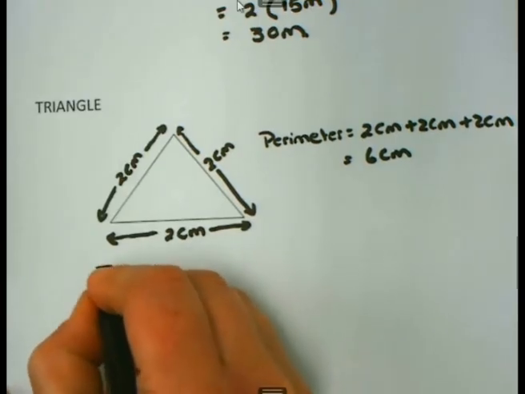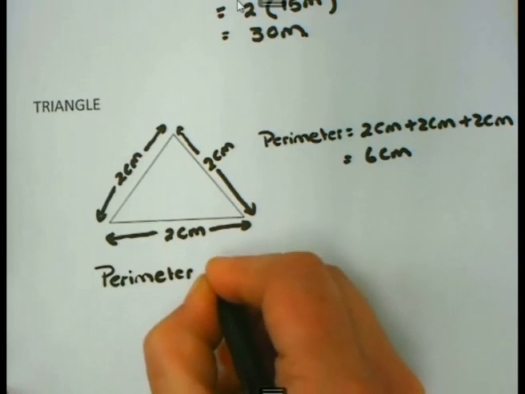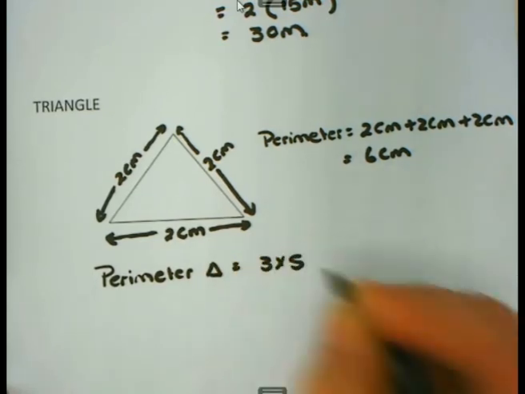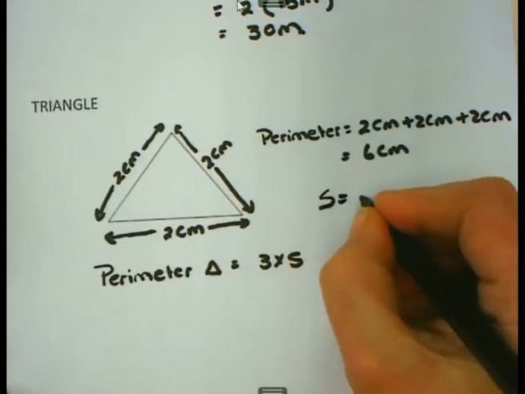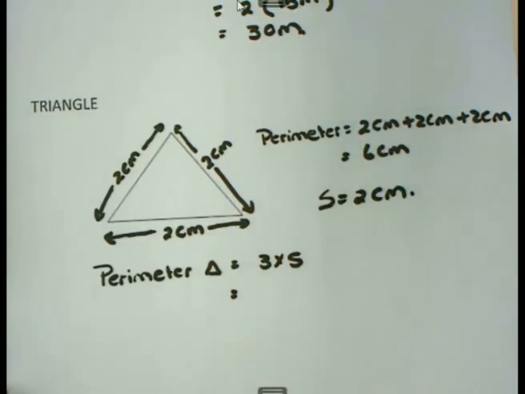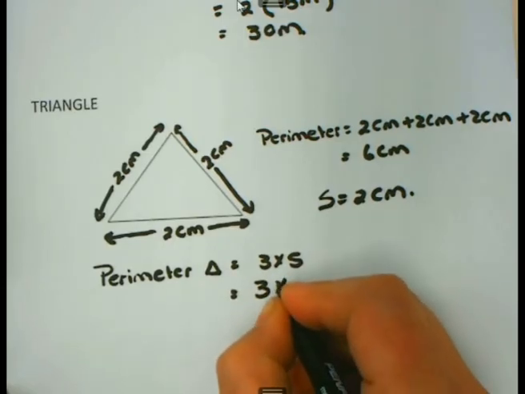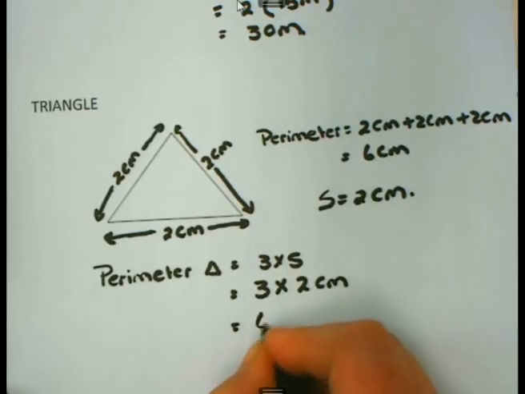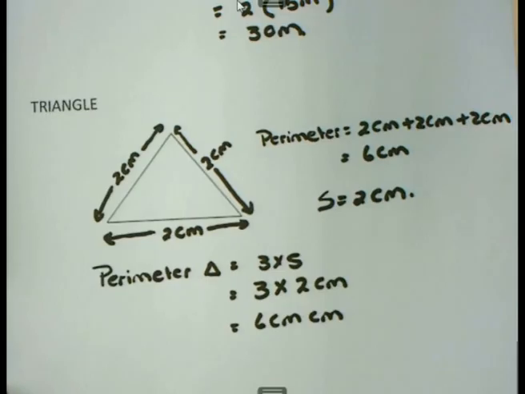The formula that we use to calculate the perimeter of a triangle is simply 3 times the side length. Now in this case, the side length is 2 centimeter. So if I now substitute into the formula, I simply get 3 times 2 centimeter, which gives me a total of 6 centimeter for the perimeter of the triangle.